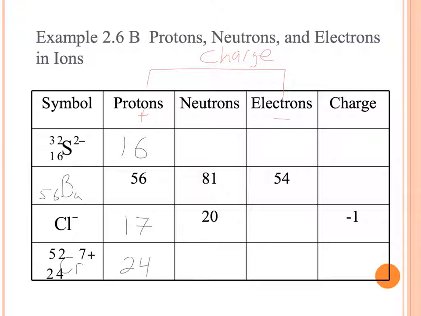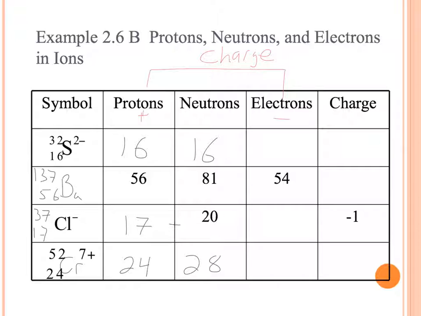So I kind of like to just do these in groups. Neutrons have to do with the mass. 32 minus 16 is still 16. 81 neutrons and 56 protons gives me a mass of 137. 20 plus 17 is going to give me 37, and then the bottom number is 17. And then this has a mass of 52, so take away 24, we get 28 neutrons there.